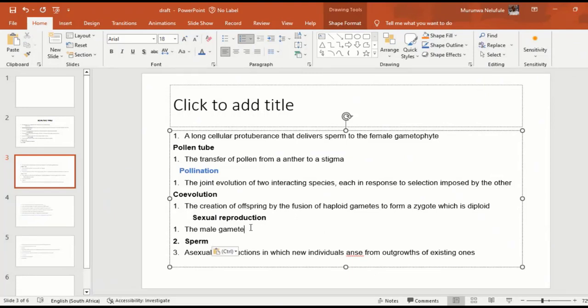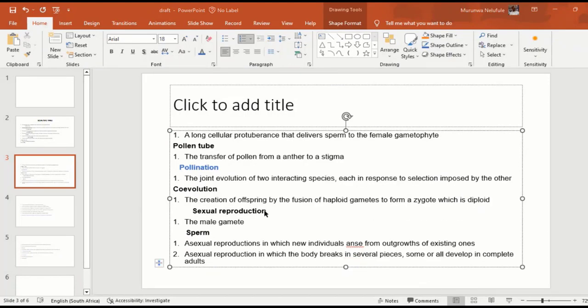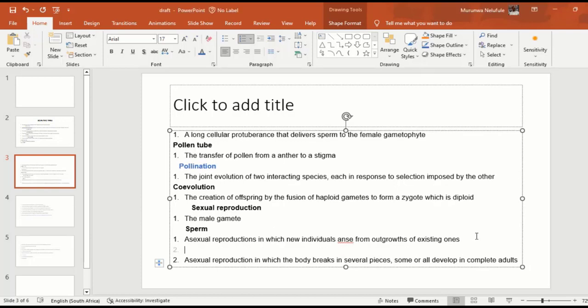And the asexual reproduction, in which a new individual arises from an outgrowth of an existing one. What is that? Who is that? Latoya, well done. It's actually budding. You are correct. Budding, yes.